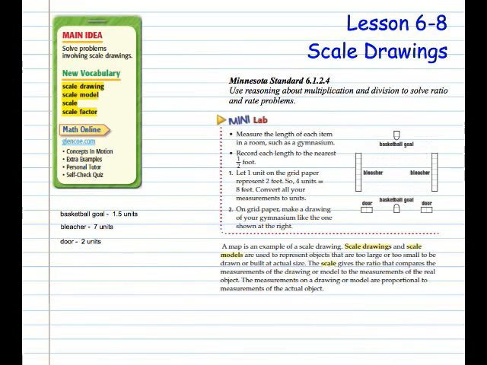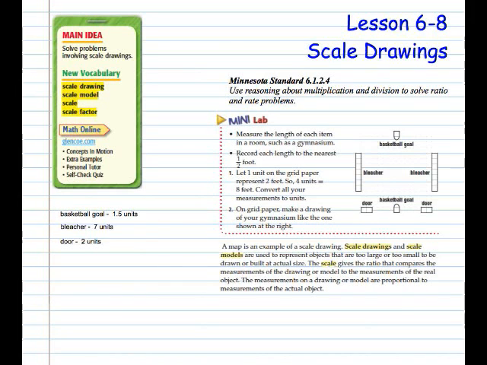This is lesson 6-8, scale drawings. Measure the length of each item in a room, such as a gymnasium. Record each length to the nearest 1/2 foot. Let 1 unit on the grid paper represent 2 feet, so 4 units equals 8 feet. Convert all your measurements to units.